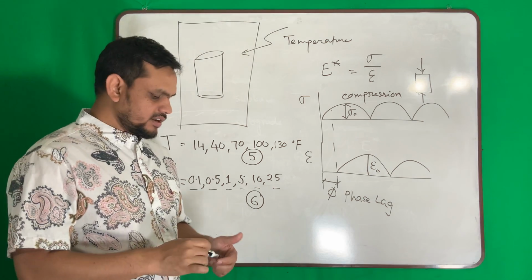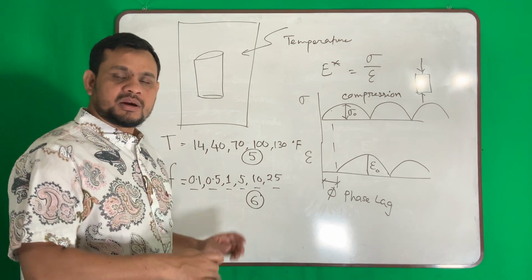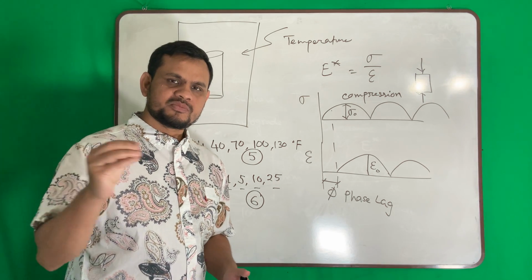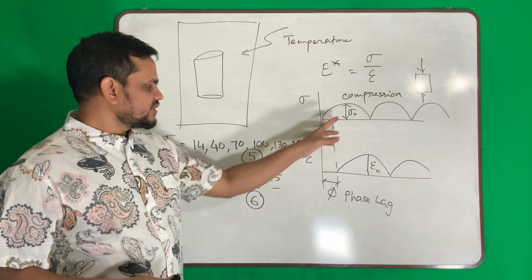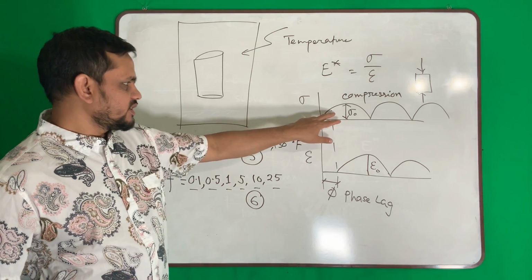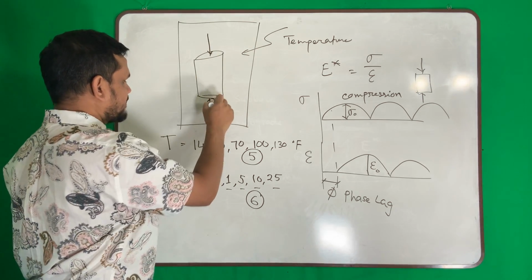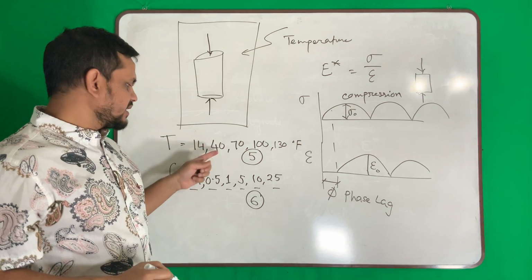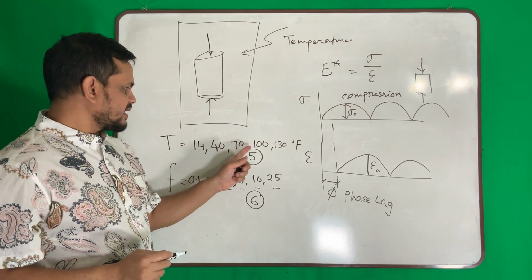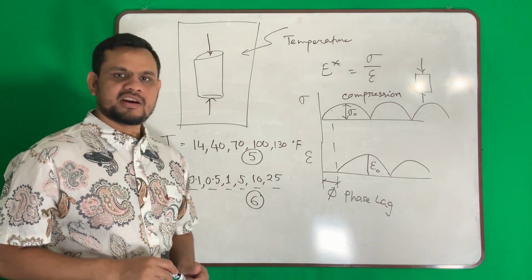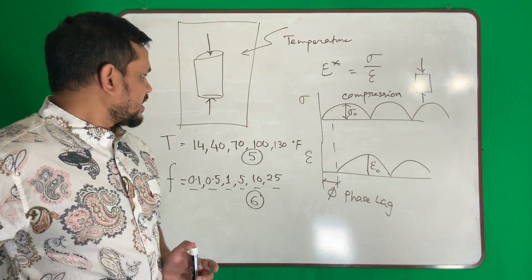That is the standard. Now the other question: why different frequencies? I already answered. My traffic may go very slowly, may go very fast. So to account for different kinds of load application, we apply the sinusoidal load on this sample at 6 frequencies, at every one of these 5 temperatures: 14, 40, 70, 100, 130 degrees Fahrenheit. Okay, so hopefully you understood this now.